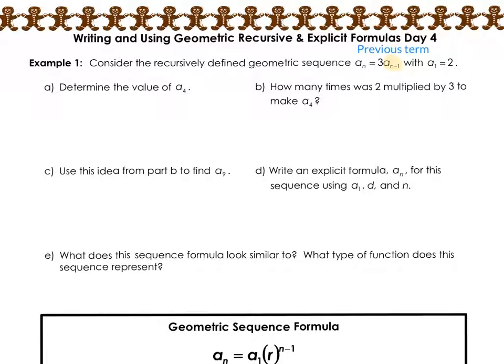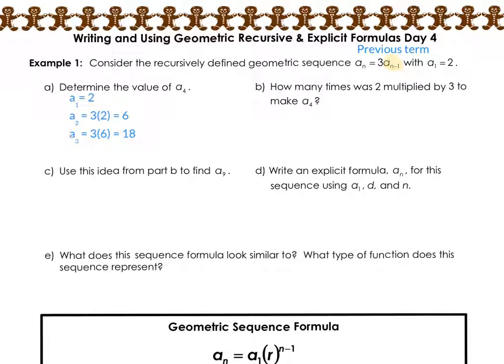So to determine the value of a sub 4, since this is recursively defined, we need to use the previous term to then find the next one. So in order to find a sub 1, they gave it to us, a sub 1 equals 2. Then to find a sub 2, we just plug in the previous term, which is 2, in place of that previous term, so 3 times 2, which equals 6, and then to find a sub 3, with that previous term, we just sub that in place of the previous term that we saw.